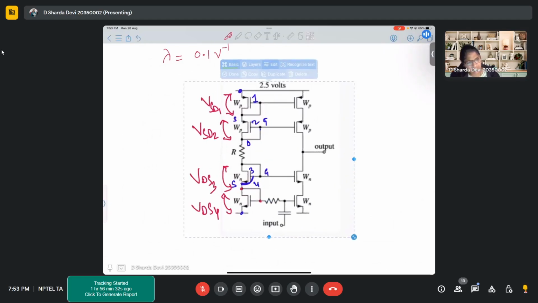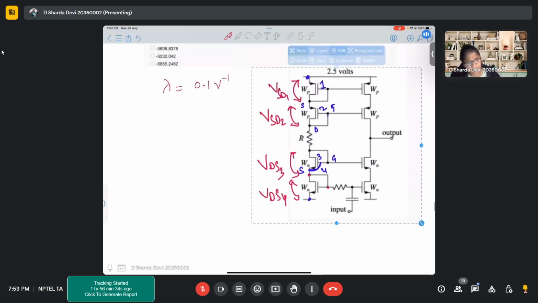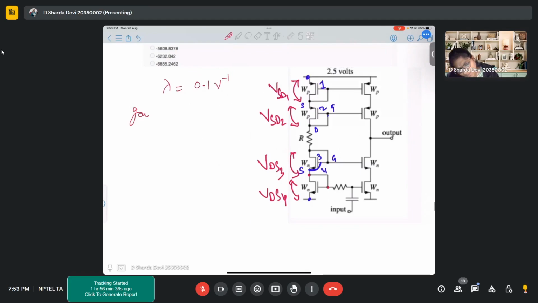So again here we'll apply the simple formula, that is gain equal to GM into Z out. Okay, gain is GM into Z out. This is your input, this is your output. Now from here, first of all, you have to find what is the Z out at this node.